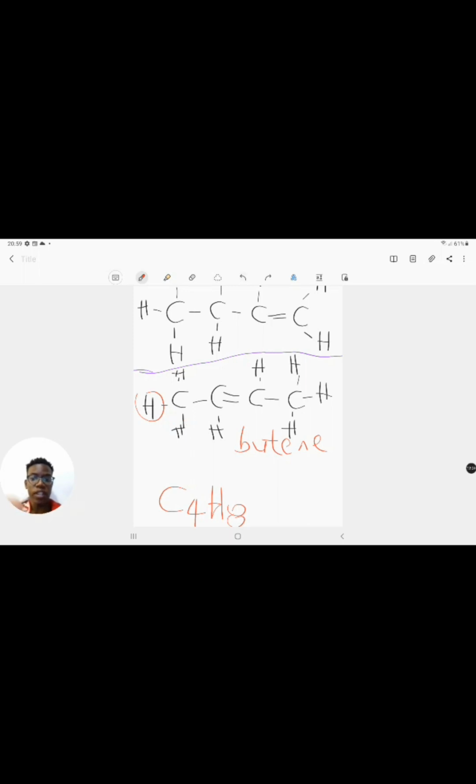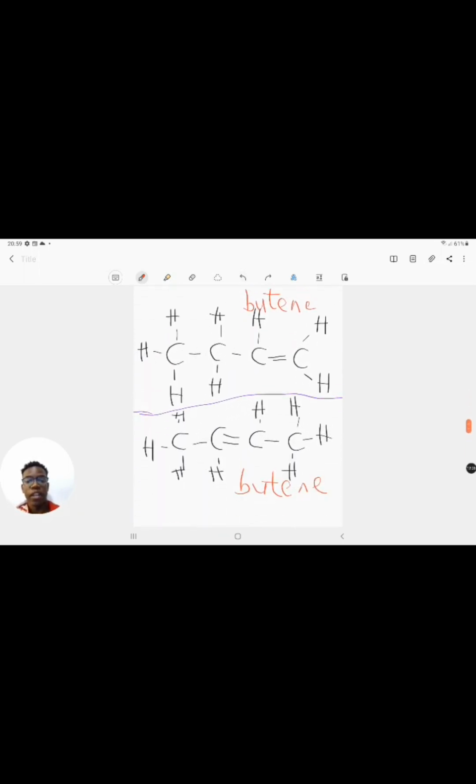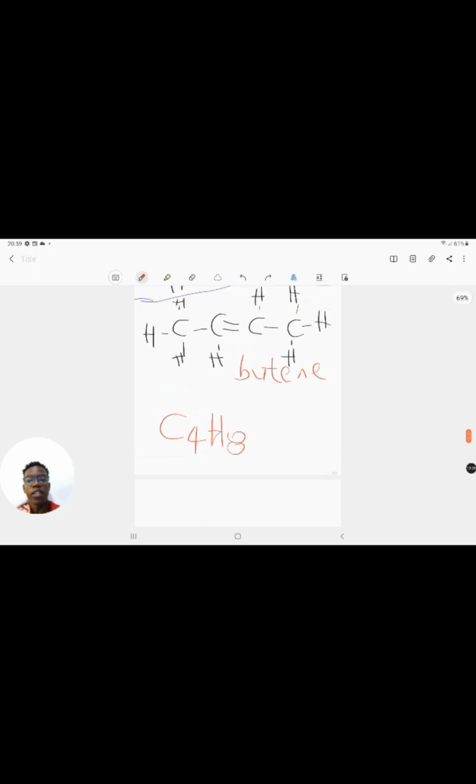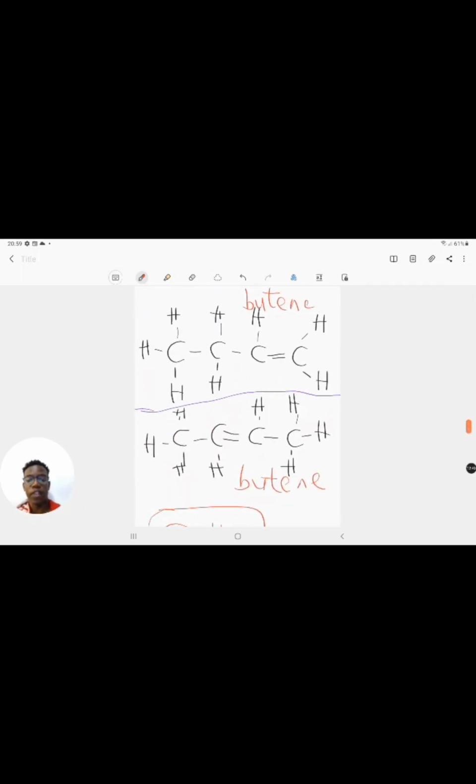But these are two different types of butenes. The structure of these two butenes is different. The double bond for the first one is there, and the double bond for the second one is there. So this is the molecular formula. The molecular formula for butene is C4H8. That doesn't change. But the structural formula, the structure of these butenes, is different.